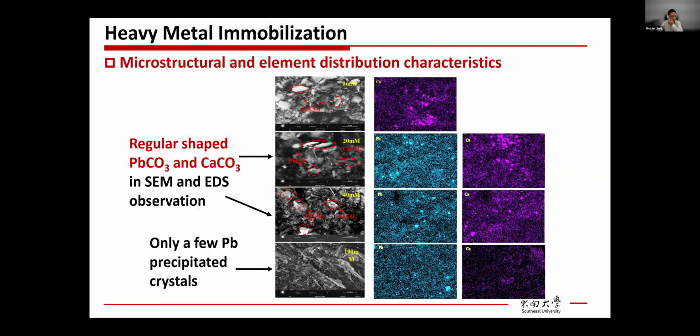Then we also used the SEM to see the microstructures and the crystals. For the case without the lead contaminant, we can see calcium carbonate. Then for the 20 millimole case, we can see both calcium carbonate and lead carbonate. And from the EDS scanning, we can see many bright spots showing the crystals of lead and calcium. Then in the worst case, with 100 millimole lead, we can see only a little bit of bright spots and almost no bright spots for calcium. It means that the crystals cannot form very well in this case.